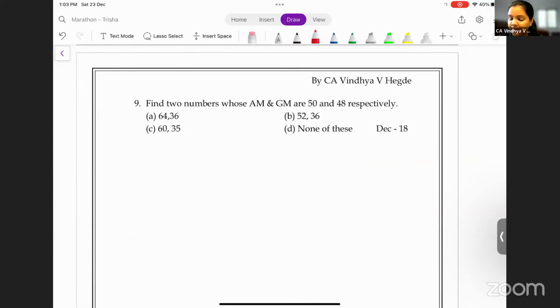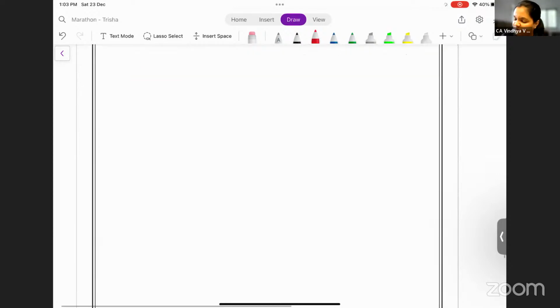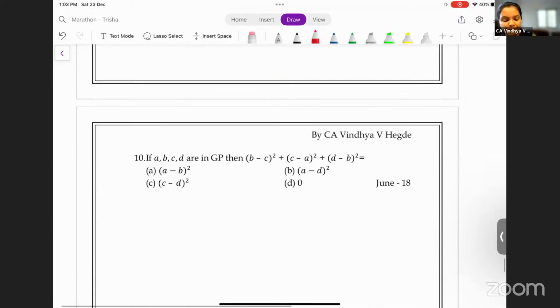Question number 9 is pretty easy. It can be done as homework. You have to find two numbers whose arithmetic mean is 50 and geometric mean is 48. Pick the option, find arithmetic mean and find geometric mean. You'll get the value. Last question.